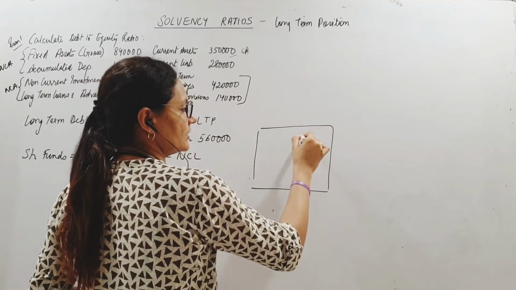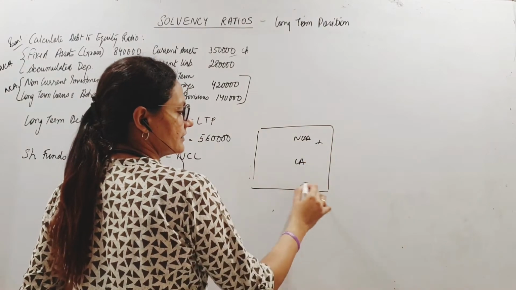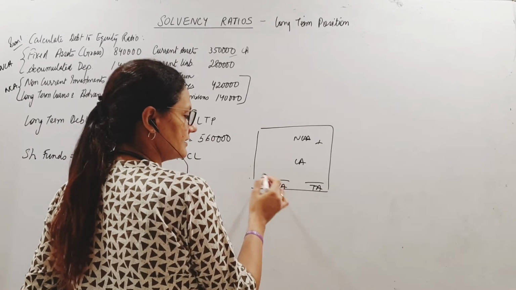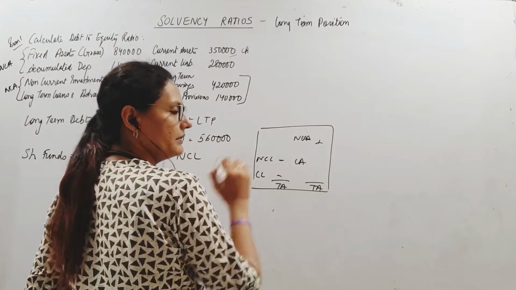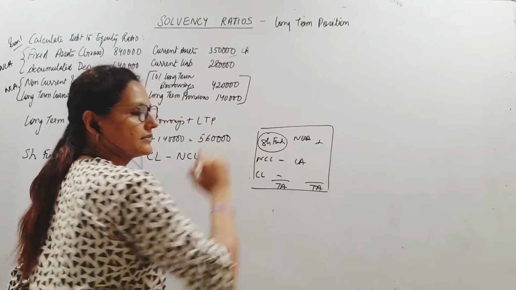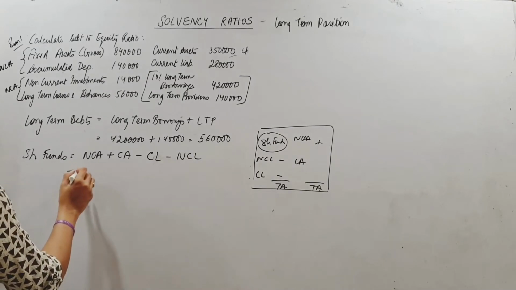This is non-current asset, current asset. दोनों को ऐड कर दिया, टोटल एसेट्स आ गया. ये भी टोटल सेम ही है. यहाँ से करंट लायबिलिटी माइनस कर दो, नॉन करंट लायबिलिटी भी माइनस कर दो, बचा क्या? शेयर होल्डर्स फंड्स. That's how we have got it. So let us see how much is it.